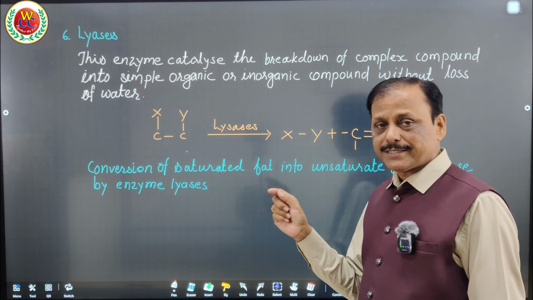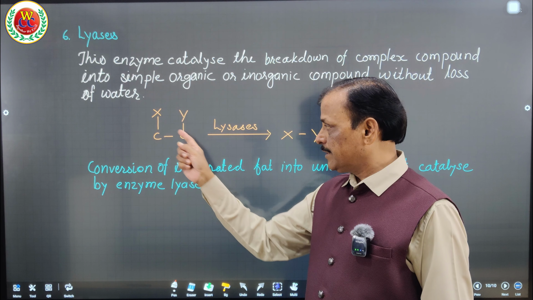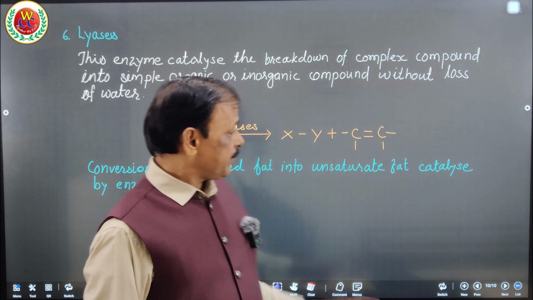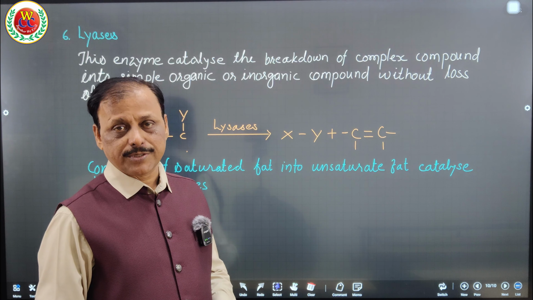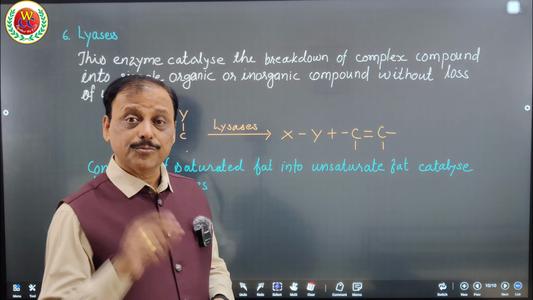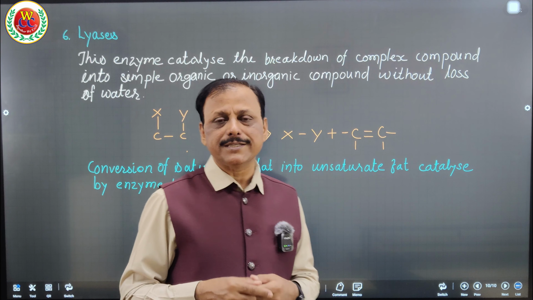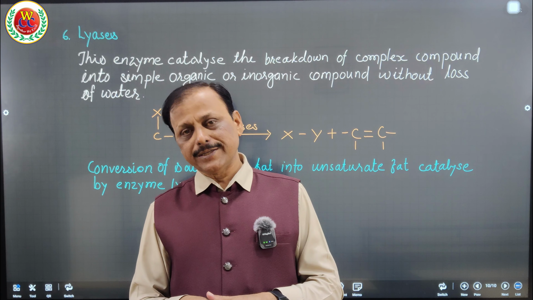Here is the example: lyases cause the breakdown of bond between carbon and X and carbon and Y. So without loss of water, to balance the valency of carbon, a double bond is produced between these two subsequent carbons with the removal of X and Y without loss of water. There are many substances in hydrocarbon chain, suppose 3-chloro 4-bromo pentane.